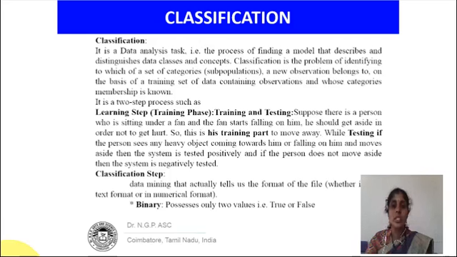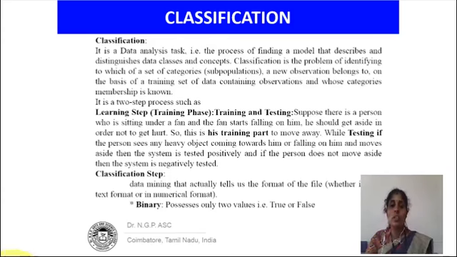Suppose there is a person who is sitting under a fan and the fan starts falling on him. What he does is his training part. By observing the falling fan, we have a training fact: whether the person moves aside or stays in the same place. While testing, if the person sees any heavy object coming towards him, hurting him or falling on him, he moves aside. That is called the testing stage, testing positively and testing negatively. If the person doesn't move, it hits his body, so it is called testing negatively. Most probably you are continuing with the positive test. If the person does not move aside, it is a negative test, as I said already.